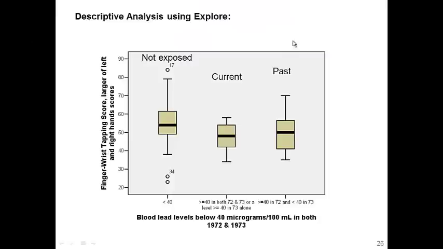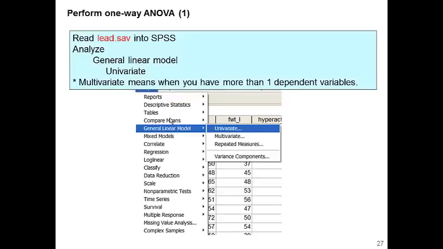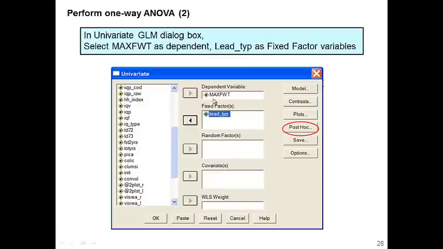When you plot this data with a box and whisker plot, it will look this way. As you see, the finger wrist tapping scores for current and past lead exposure are less than for the non-exposed group. So let's perform the one-way ANOVA analysis. You go to the general linear model and univariate. Then you put MAXFWT under dependent variable and put lead type under the factor variable.